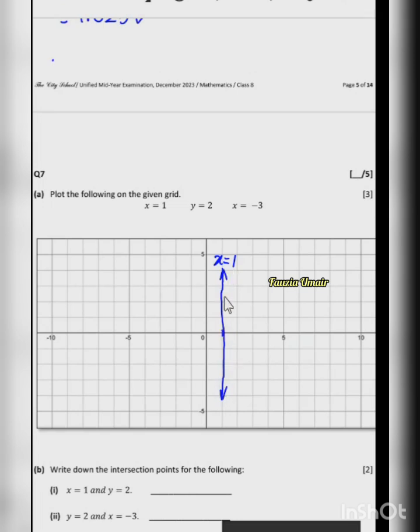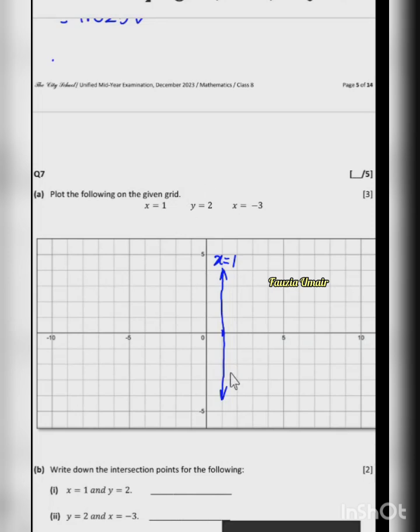Just the y value is changing. So that's why we call these kind of equations special equations. All right. And you need to draw it like this. When there is only one variable, these lines are basically either parallel to the x-axis or parallel to the y-axis. So now to draw the second line.